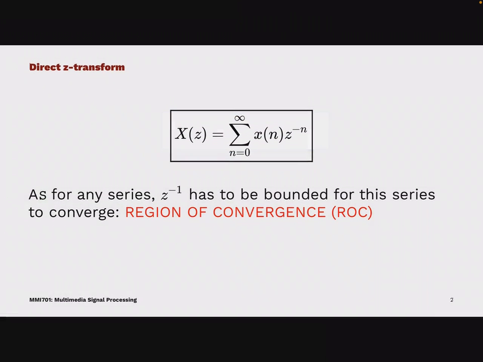All right, as for any series, and this is also a series, z to the power minus 1 has to be bounded for the series to converge. Otherwise, you're not going to have a convergent series. So, the region of convergence is defined as the region for which this series converges.